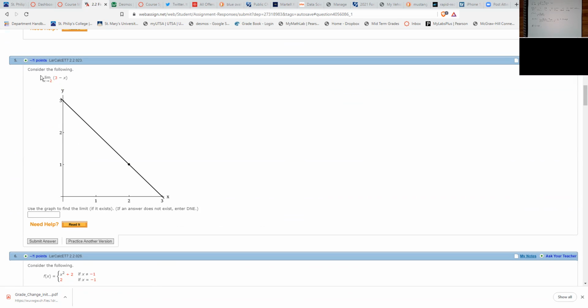Okay, well, this function is 3 minus x. What is the function doing as we get closer and closer to x equal to 2? It's decreasing. It is decreasing from the left. But what are the y values doing? What y value am I approaching? Is it 1? Yeah, 1, right?